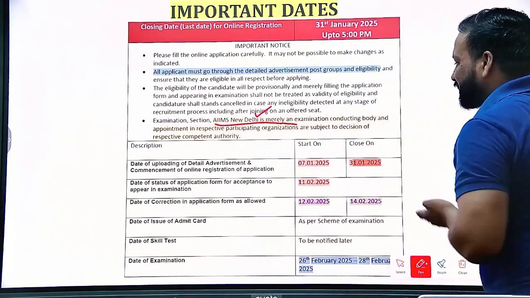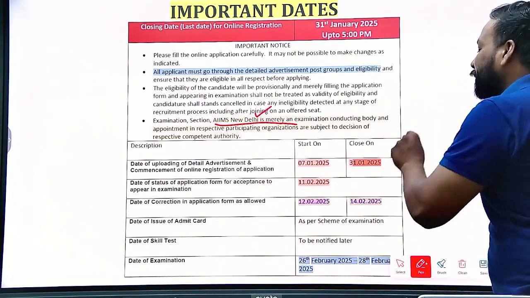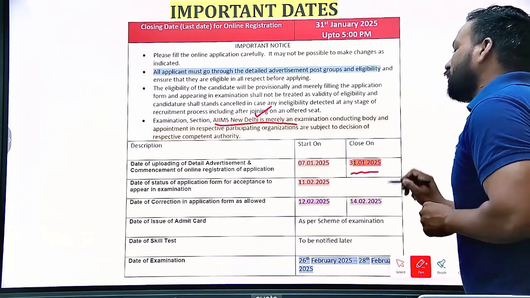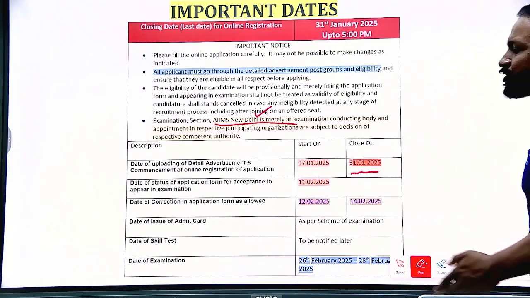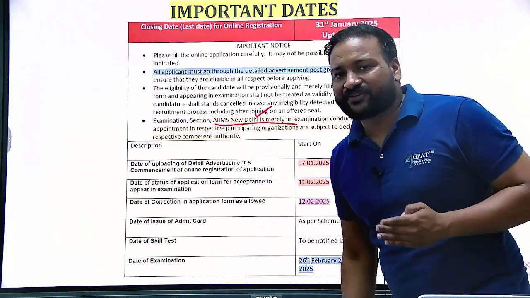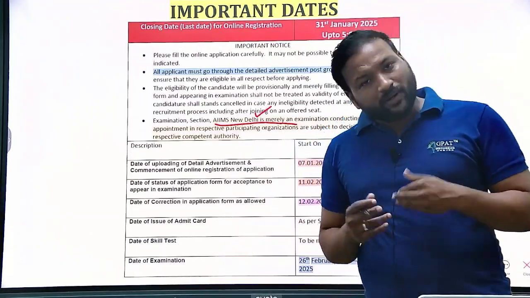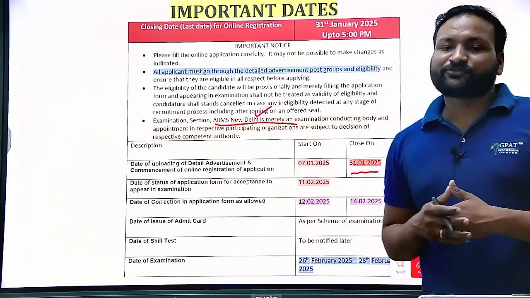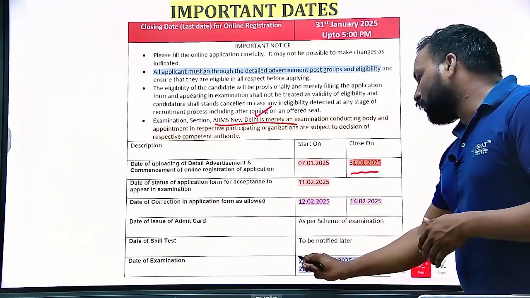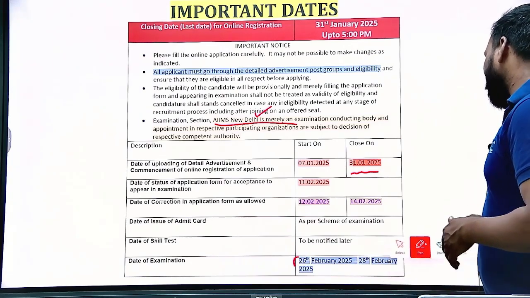So we know that the registration already started on 7th of this month, and it is going to be closed on 31st of this month, which means by the end of this month the registration is going to be closed. On average you will have 40 days for this examination, because the examination dates have also been released. We discussed this in the last video, right? So we know that 26th February to 28th February the examinations are going to be held.